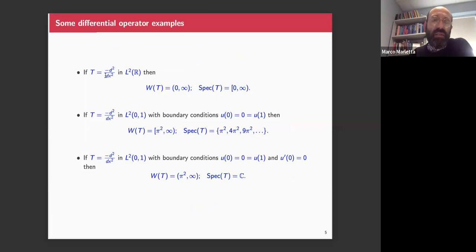So if you take minus second derivative in one dimension, then of course the spectrum is the positive semi-axis, including 0. The numerical range is actually, for this, an open set. It doesn't include 0. So you do have to take its closure in order to make sure that you capture the whole spectrum. The reason that 0 is not in here is because 0 is not an eigenvalue of that operator.